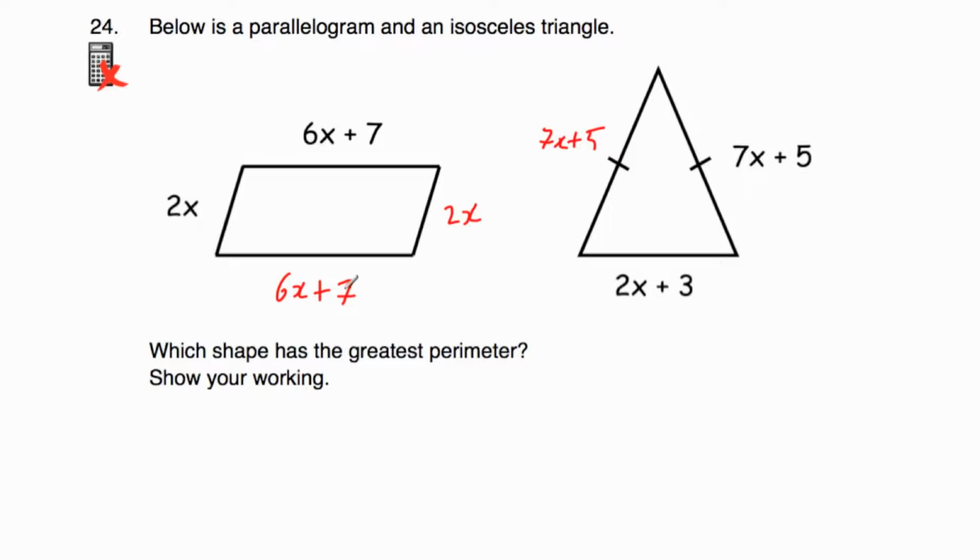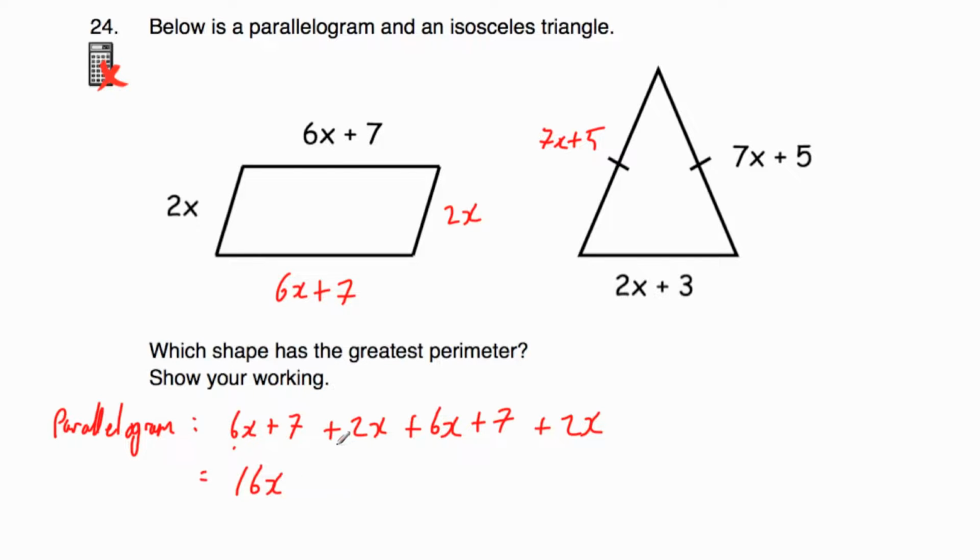Now let's find the perimeter of the parallelogram. So we've got 6x plus 7 plus 2x plus 6x plus 7 plus 2x. So that is the perimeter of the parallelogram. Now let's collect our like terms. Let's add our x's. So 6x plus 2x is 8x, plus another 6x would be 14x, plus 2x would be 16x. And then in terms of our numbers, we've got 7 plus 7, which is 14. So the perimeter of this parallelogram is 16x plus 14.